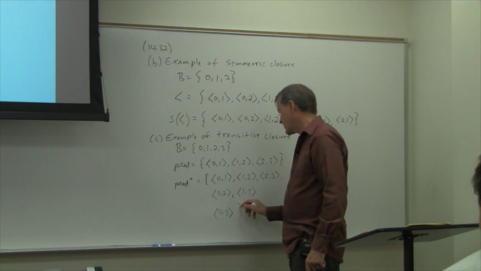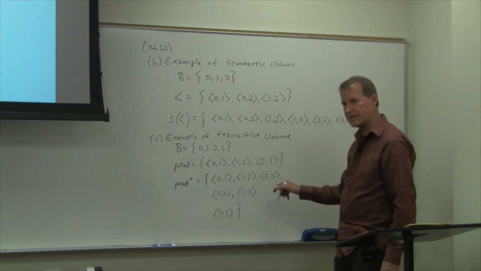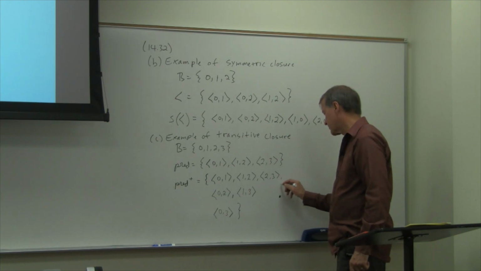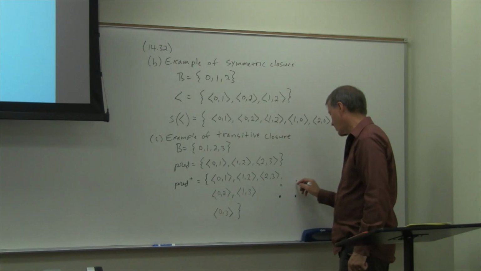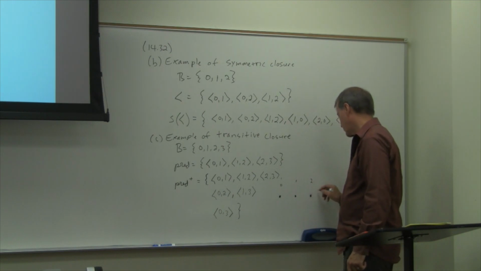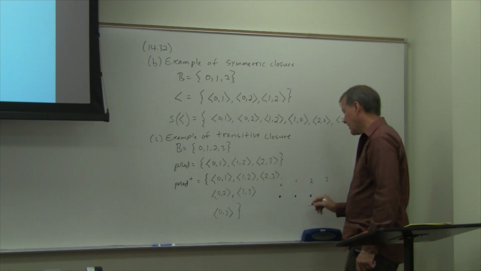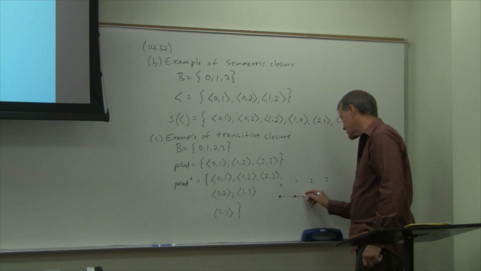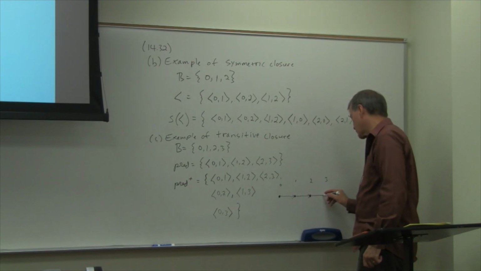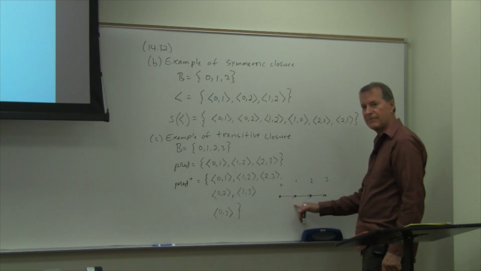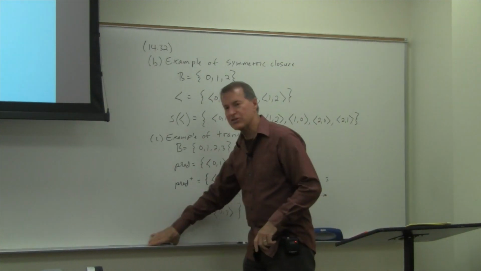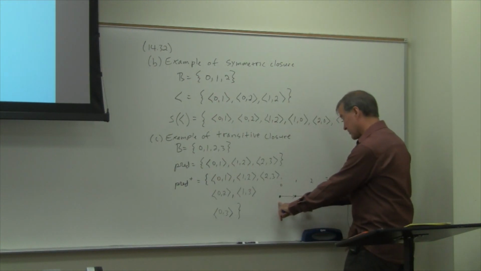Now, a neat way to visualize this for transitive closure is to use the graph representation. The original representation looked like this: 0, 1, 2, 3. There was a 0, 1, a 1, 2, and a 2, 3. So we have an arrow going from 0 to 1, an arrow going from 1 to 2, and an arrow going from 2 to 3. But then, you can see that I can get from here to here from here.